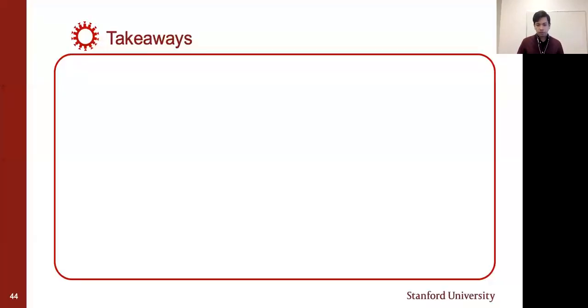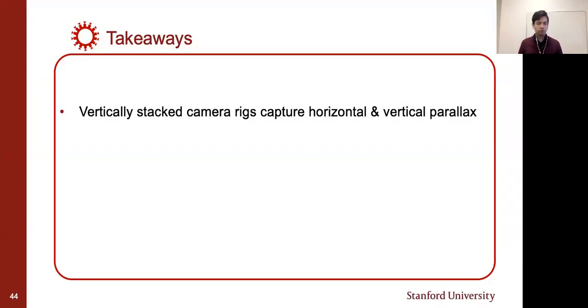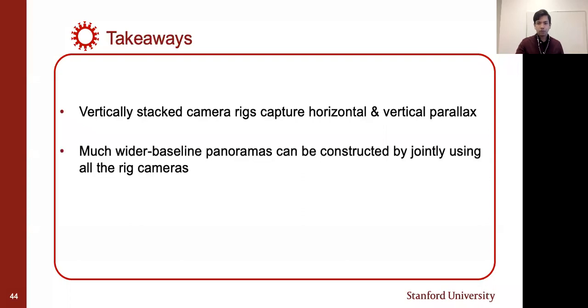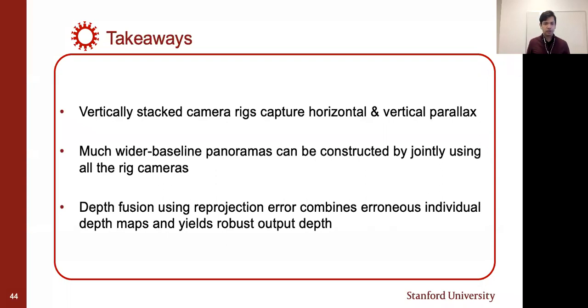To summarize, we have seen that vertically stacked camera rigs can capture both horizontal and vertical parallax. Much wider baseline panoramas can be synthesized by jointly using all the available rig cameras rather than just using a pair of cameras at a time. And depth fusion using reprojection error can combine erroneous individual depth maps to produce a robust output that has fewer errors than any of the inputs.